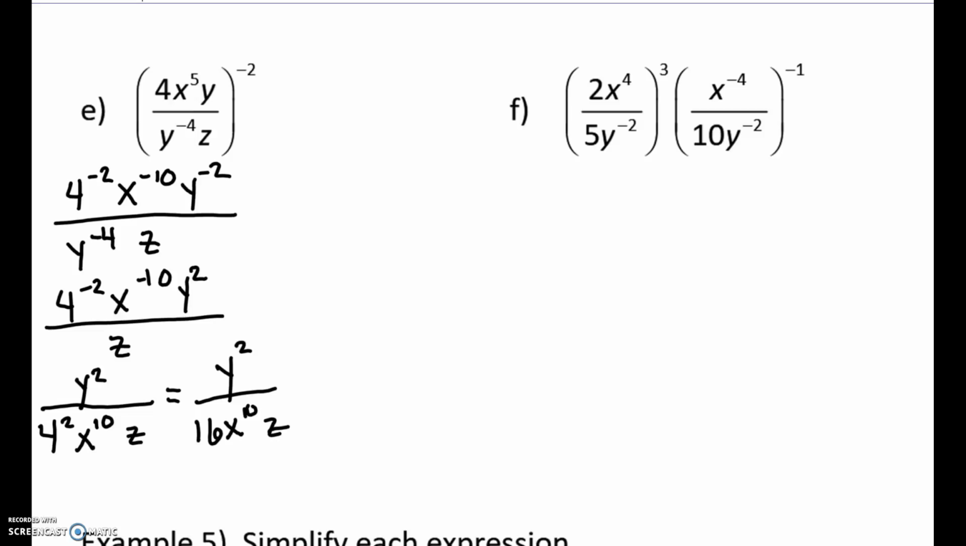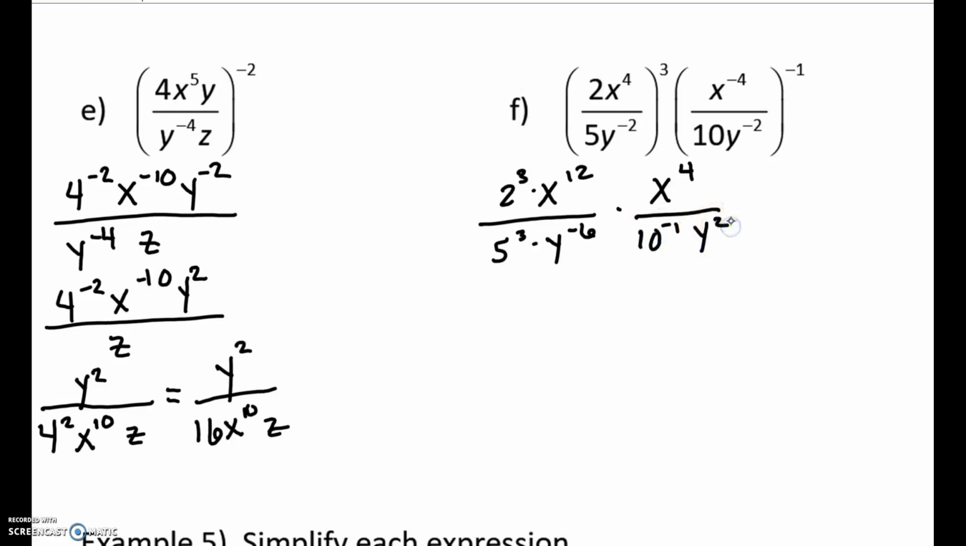Okay, guys, let's take a look at this next one. Here I'm going to apply the power to a power law. 2 to the 3rd times x to the 12th over 5 to the 3rd times y to the negative 6th. And that's going to be multiplied by over here. If it's a negative 1, I would get x to the positive 4 over 10 to the negative 1 y squared.